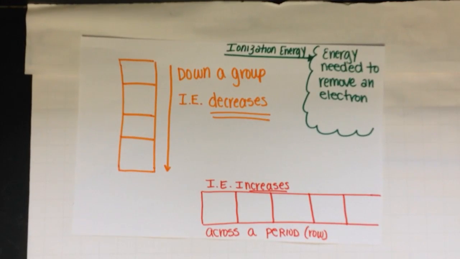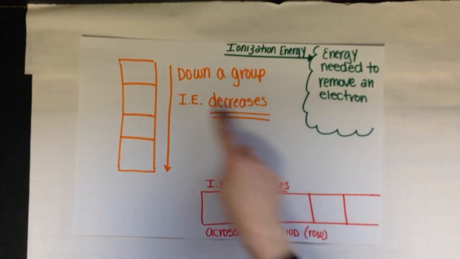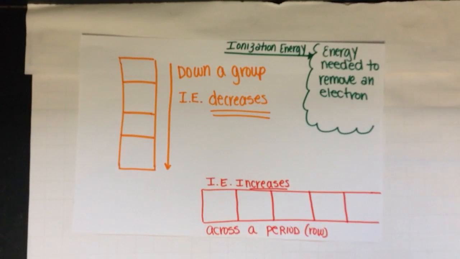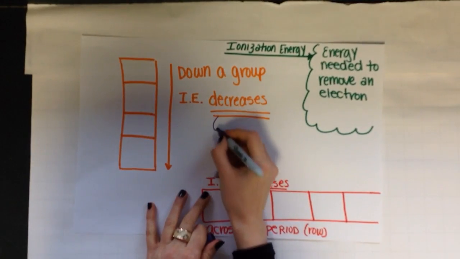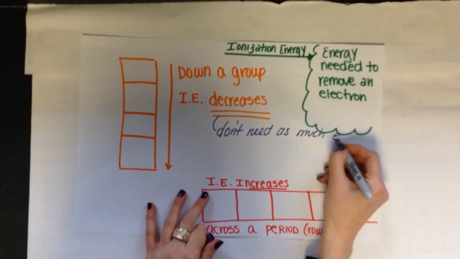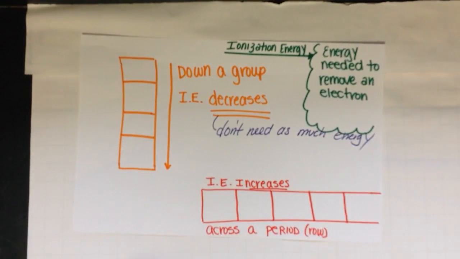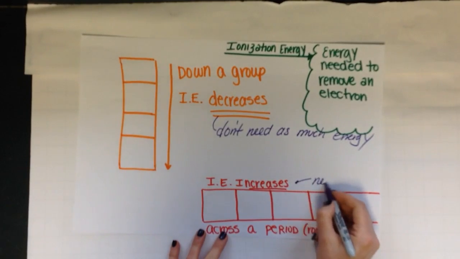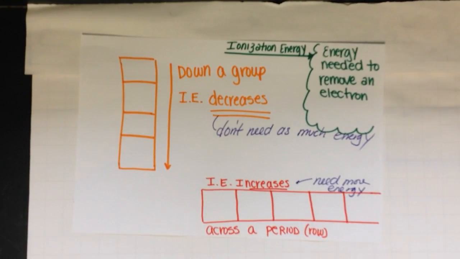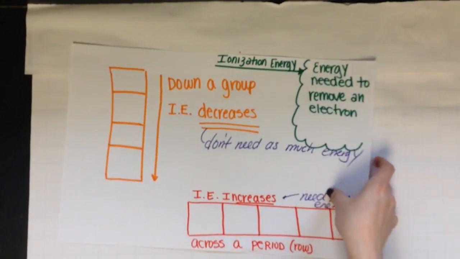Okay, so now let's actually go back to ionization energy. Remember, we said down a group and across a period. So, down a group, the energy needed to remove an electron decreases. I don't need as much energy is another good way of saying it. And as I go across a period, ionization energy increases. I need more energy to remove an electron. Well, why? If you remember the other trend about size, it has to do with a similar explanation.